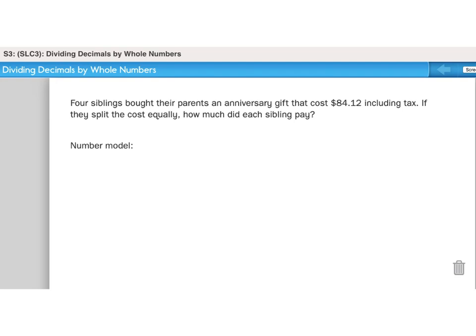Good morning. Today we are working in math lesson 6-11, and we are going to be looking at dividing decimals by whole numbers.